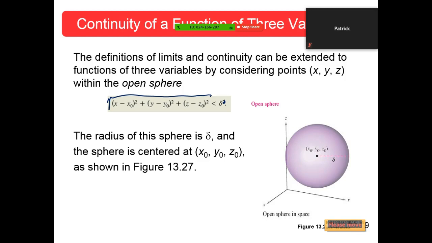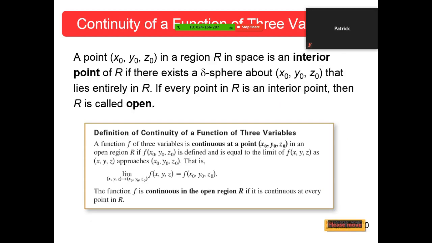That's now your domain, okay? Your range is something in a 4th dimension that I can't see, and I can't think about. I'll leave that to you. A point x0, y0, z0 in a region R in space is an interior point of R if there exists a delta sphere around that x0, y0, z0 that lies entirely in that region R in space. Now that's a 3-dimensional block. It's not a circle like it was. If every point in R is an interior point, then R is called an open region.